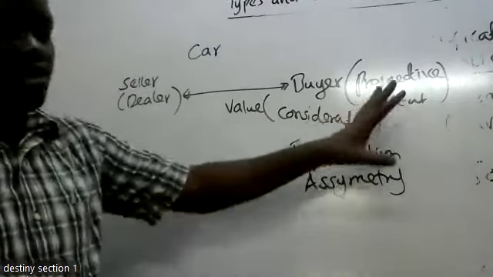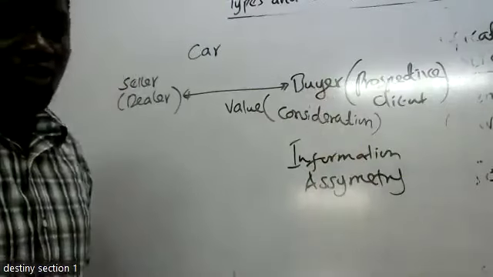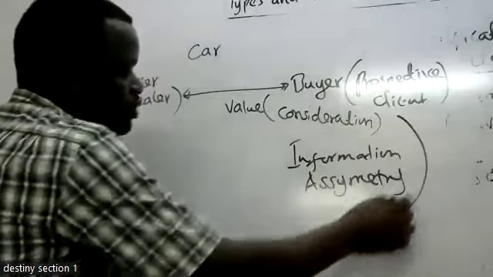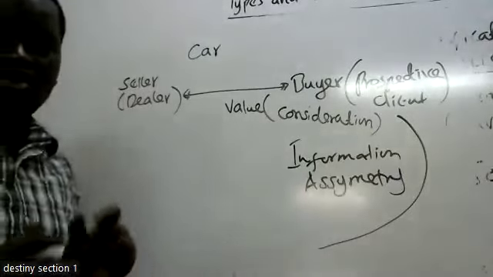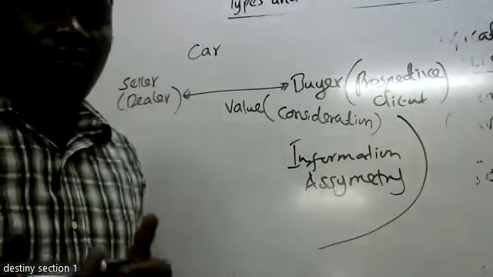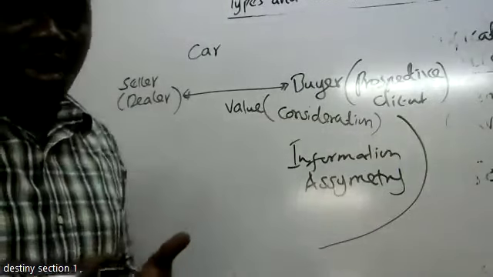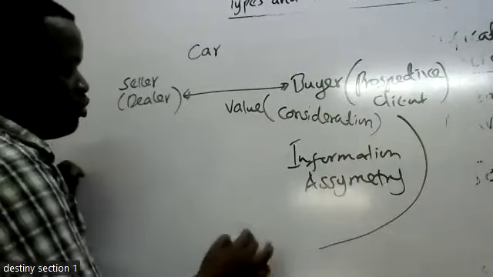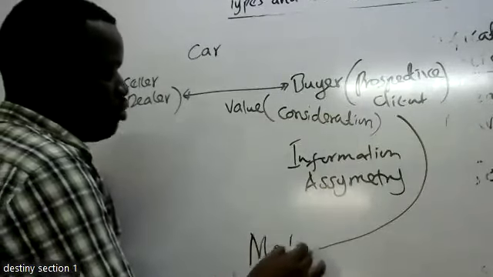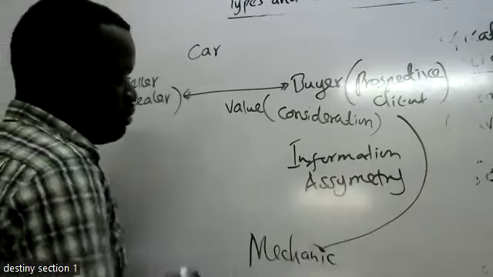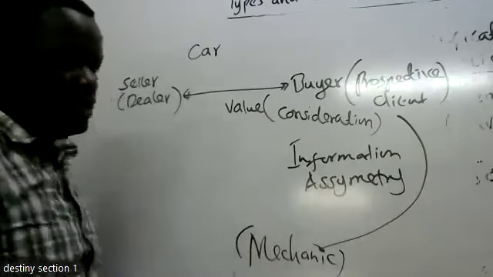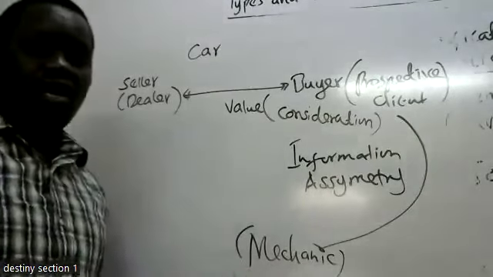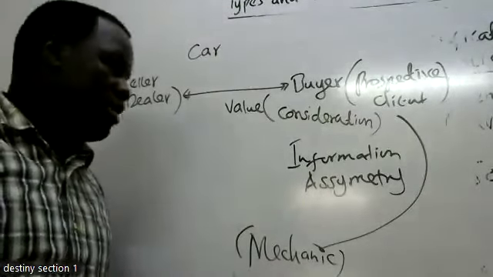So in order for this person to reduce the risk of failure, to reduce what you call the information risk, this buyer is going to engage the services of an independent party who can help him make the right decision. And this party is called a mechanic. These are not just any mechanic. These are qualified mechanics from a reputable firm.